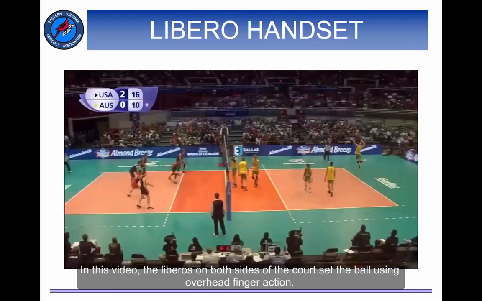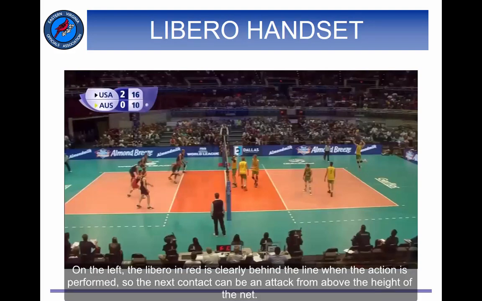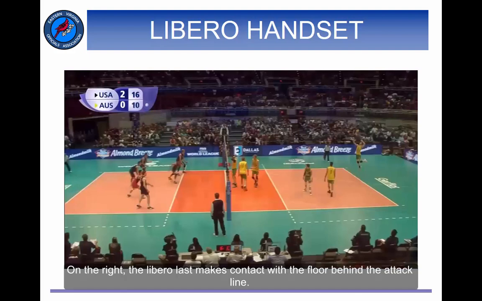In this video, the liberos on both sides of the court set the ball using overhead finger action. On the left, the libero in red is clearly behind the line when the action is performed, so the next contact can be an attack from above the height of the net. On the right, the libero last makes contact with the floor behind the attack line. He jumps, contacts the ball with overhead finger action, and then lands in front of the attack line.